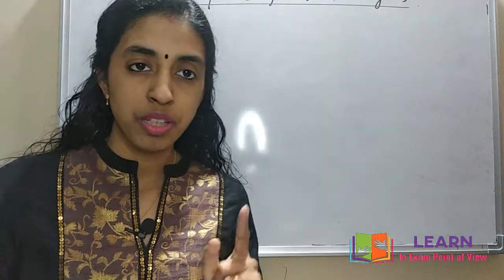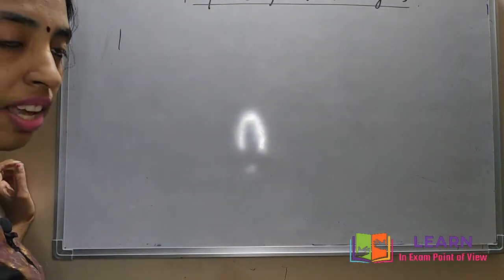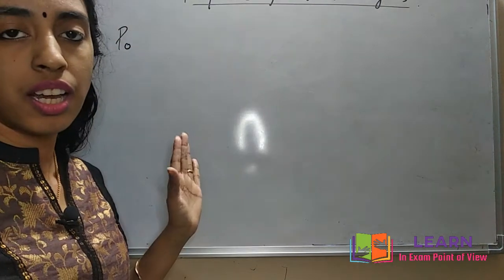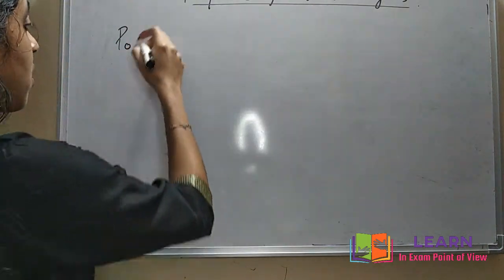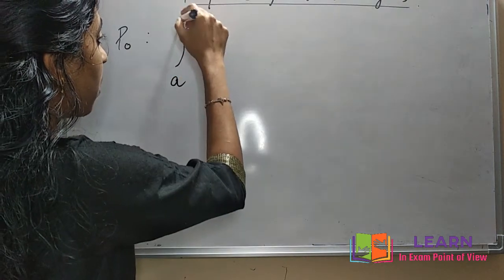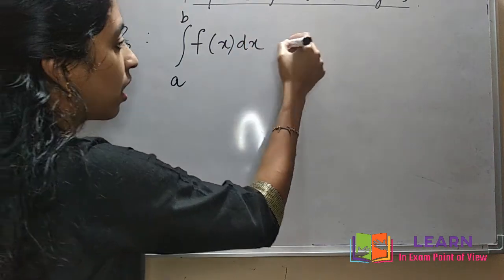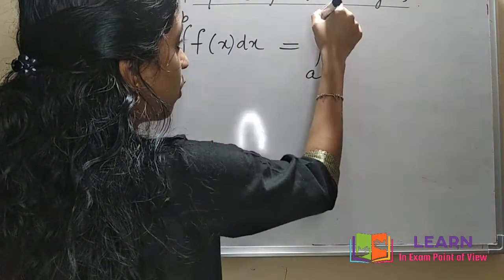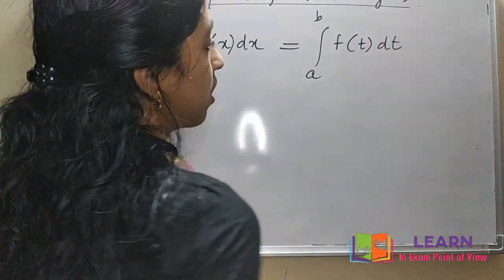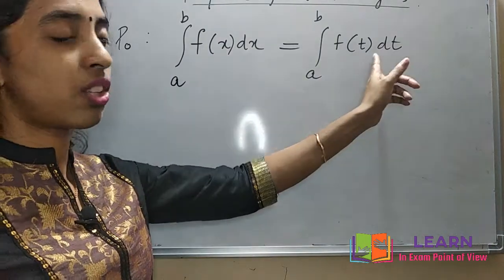So first property we are going to check. In your NCERT text, it is denoted as P0. Otherwise, you can call it property 1. The first property is given as integral a to b f of x dx is equal to integral a to b f of t dt. So here x has changed to t.